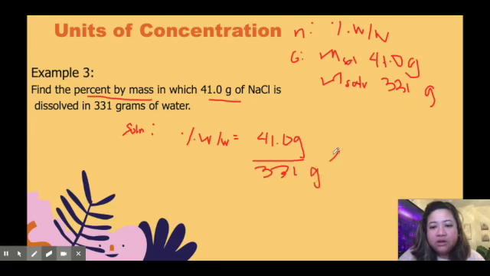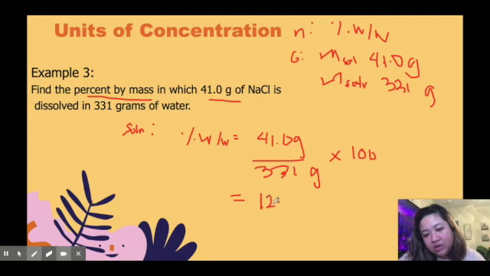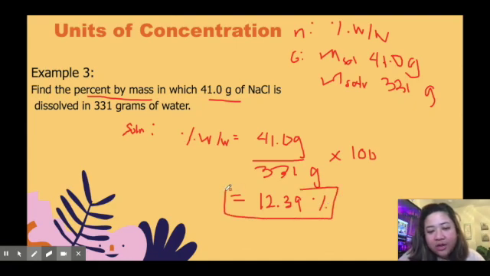Forgive my handwriting again, I'm using only my mouse. So that is 41.0 grams divided by 331 times 100. That is 12.39%. There you have it. That is very simple, right?